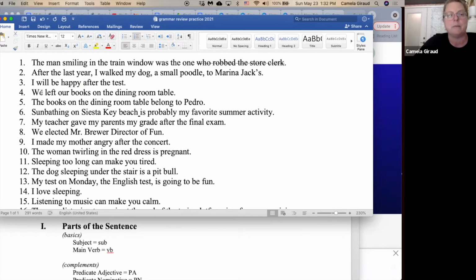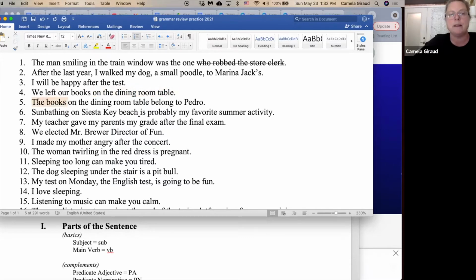Okay, next one here, number 4. We left our books on the dining room table. We is the subject, left is the verb, and it is an action transitive verb. I know it's transitive because I have the question, what? I need to transfer to an object, right? So we left our books. So the books is the direct object. And on the dining room table, that says where I left them. So that is a prep phrase adverb.